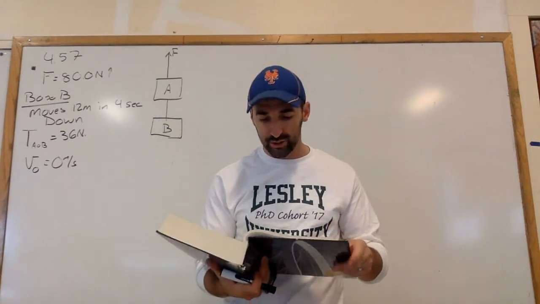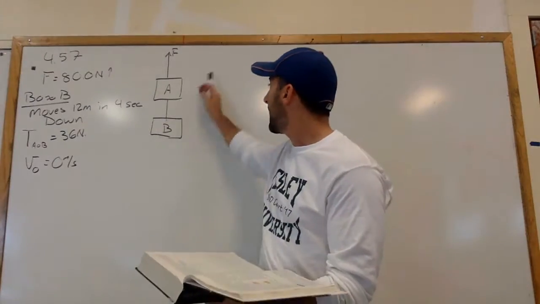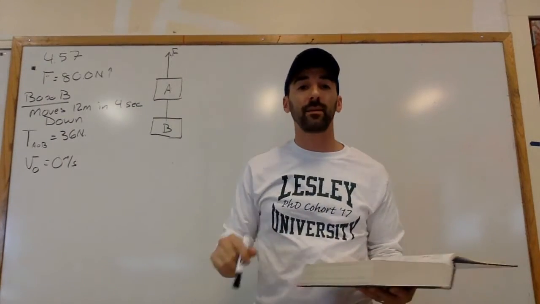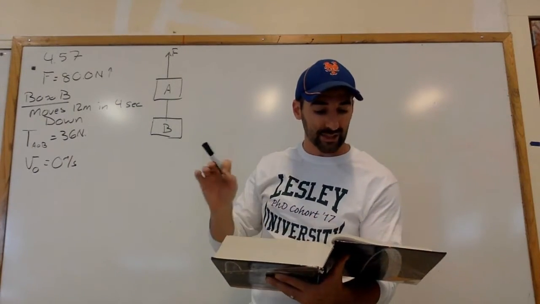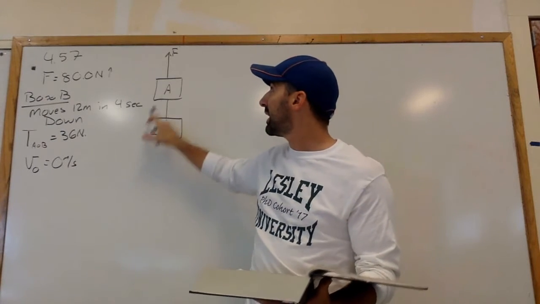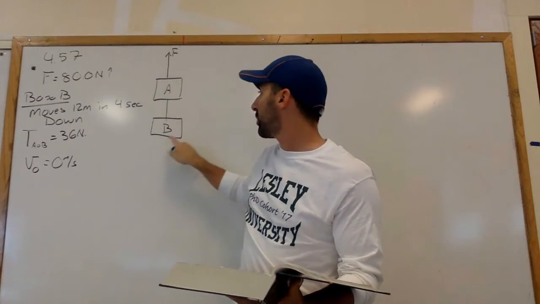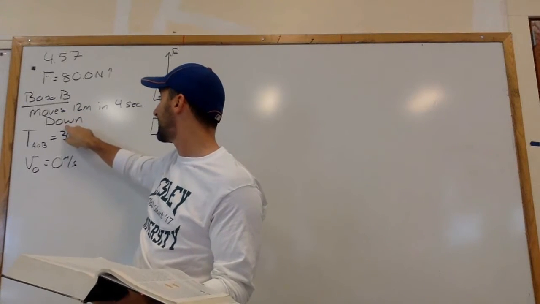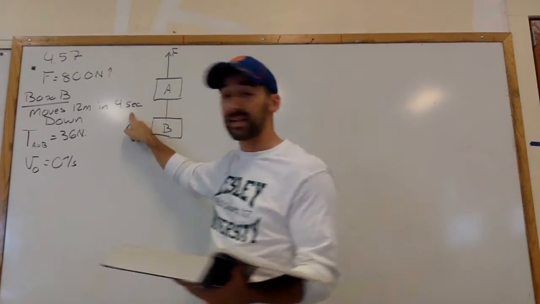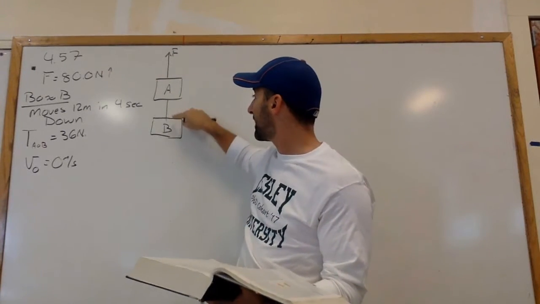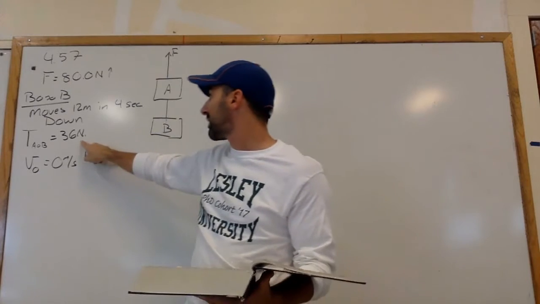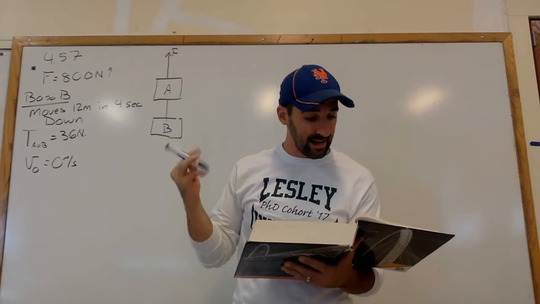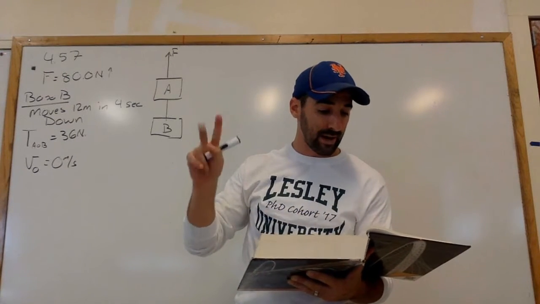Question 57, here we go. I've got two boxes, A and B, and they have a force that's applied, 80 newtons up. Now, they tell me in the problem, and this is actually why I picked it, because it's a little bit interesting, even though I'm pulling with a force up, they told me box B is moving down 12 meters in 4 seconds. They defined for me the tension between A and B, 36 newtons, and they told me the whole object starts at rest, and they want me to find two parts, part A and part B.